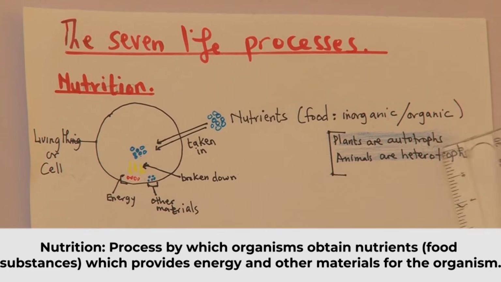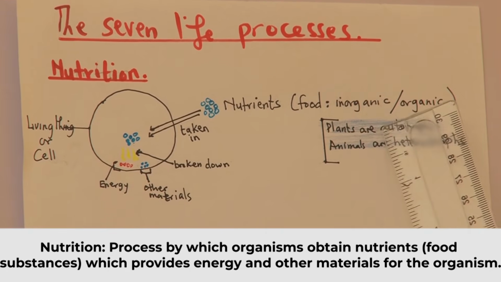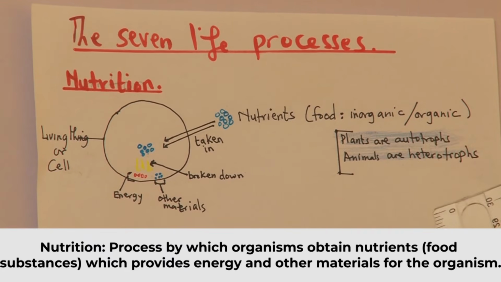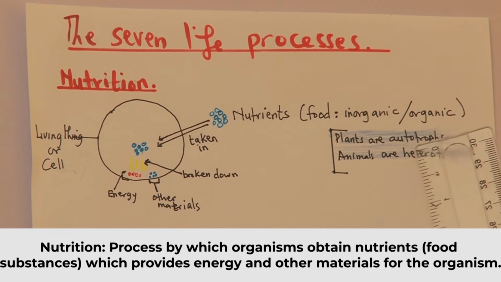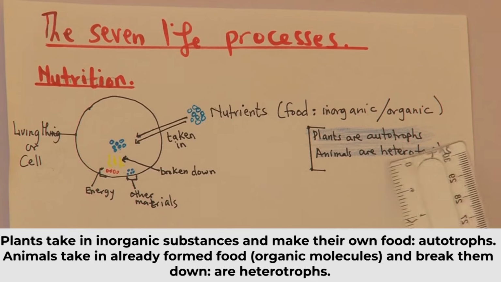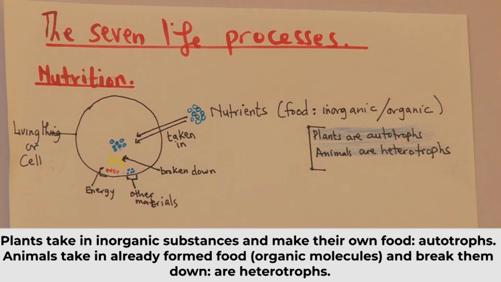Plants can take in inorganic substances and make their own food, and so plants are autotrophs. Animals take in already prepared food, organic substances, and so they are called heterotrophs.